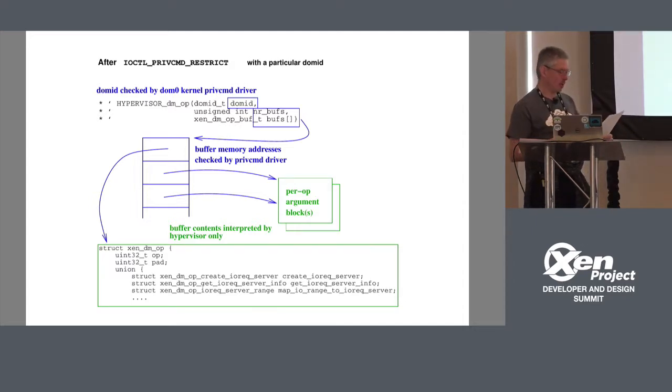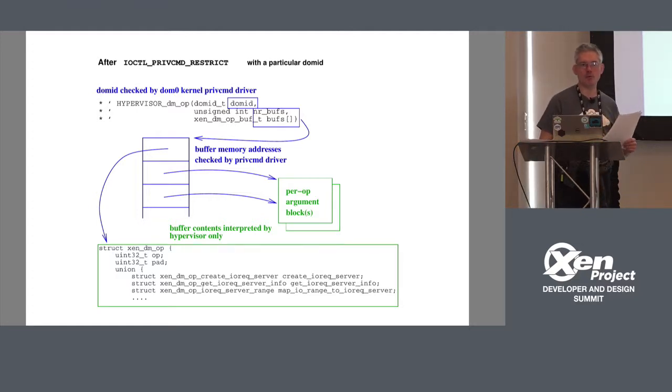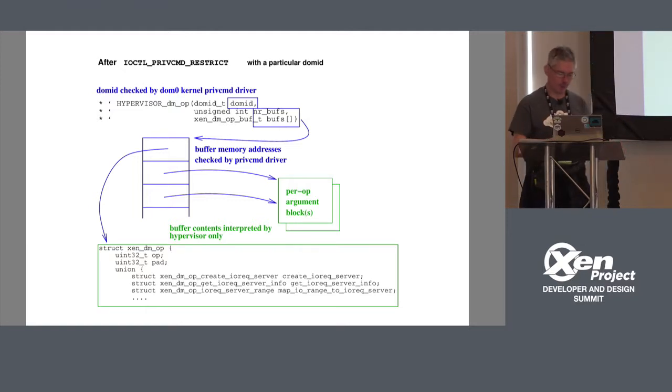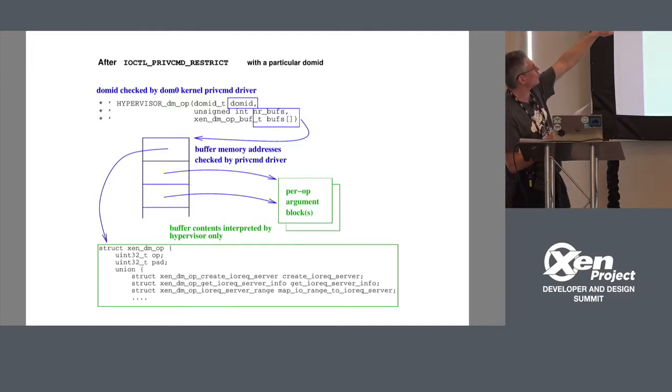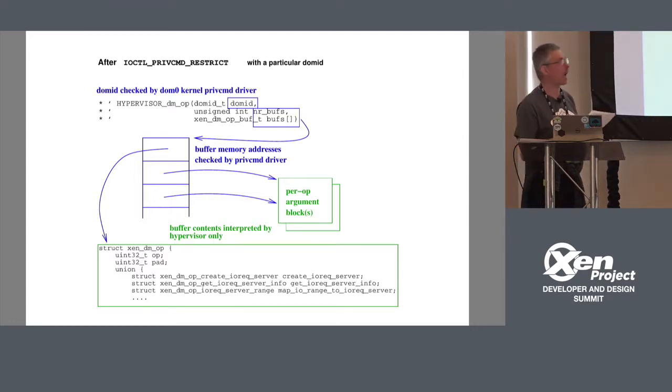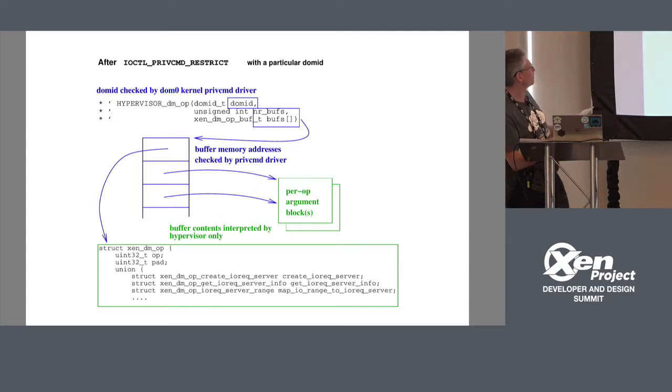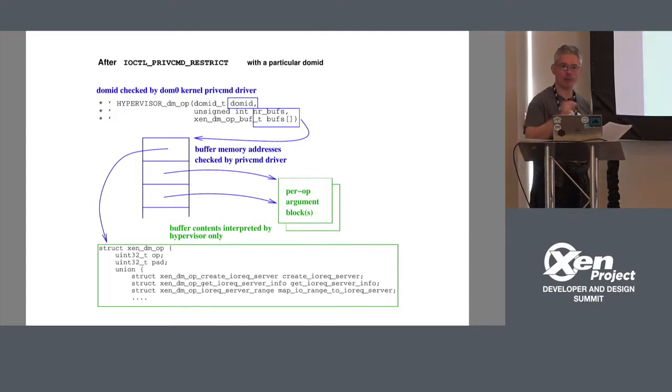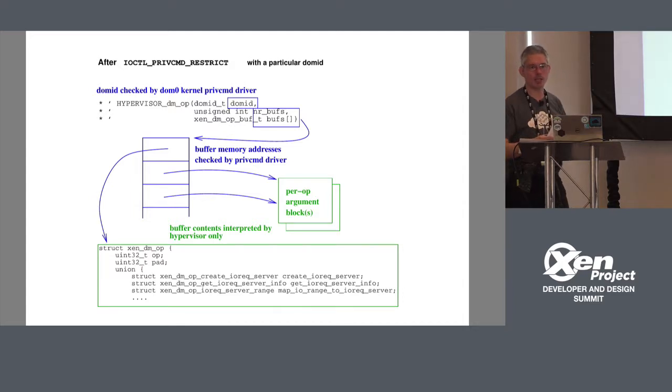So instead, we invented a completely new meta hypercall called DMOP. It stands for device model operation. The DMOP hypercall has a part that's in a standard form. You can see here the actual arguments of the hypercall: it's got a domain ID, that's the target domain ID, and this pile of buffers. The target of the hypercall can be checked because it's always in the same place in the arguments. The privcmd driver, when it's running in this restricted mode, can check that that domain ID is the expected domain. And we've got these buffers.